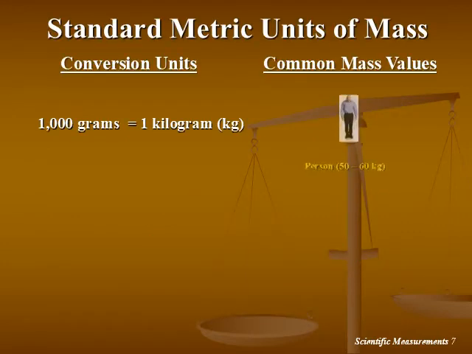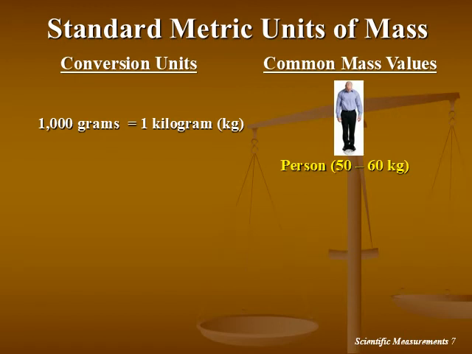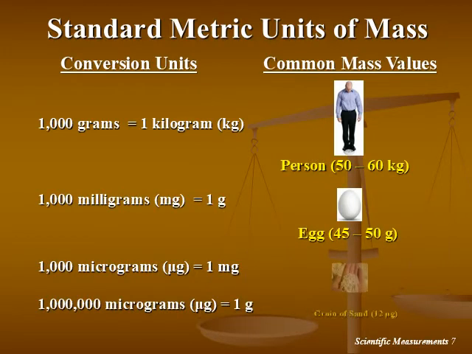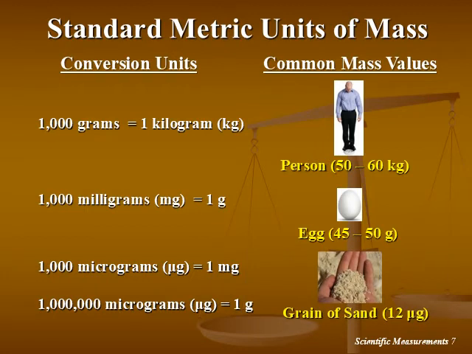Now let us look at how the metric system of mass relates to people and things. An average person can have a mass of 50 or 60 kilograms. This would be equivalent to 50 or 60,000 grams. A single egg has a mass of 45 to 50 grams. A tiny grain of sand has a mass of about 12 micrograms. This would be equivalent to 12 millionths of a gram.